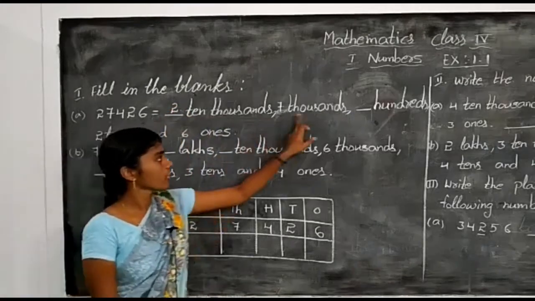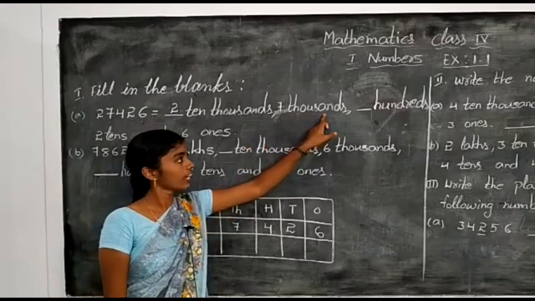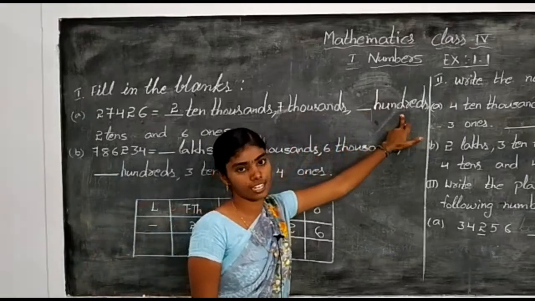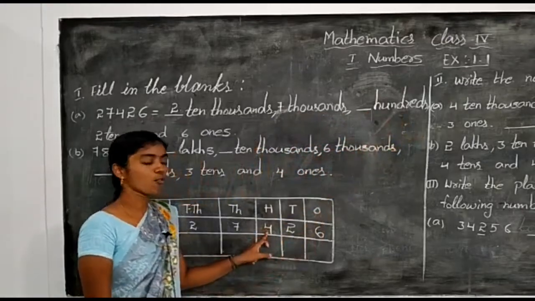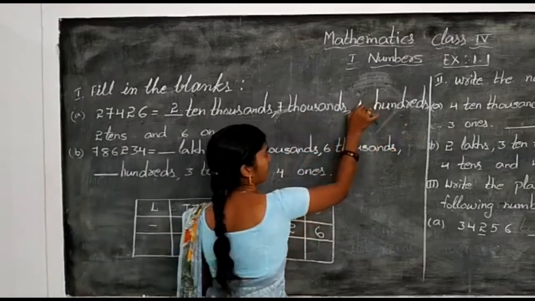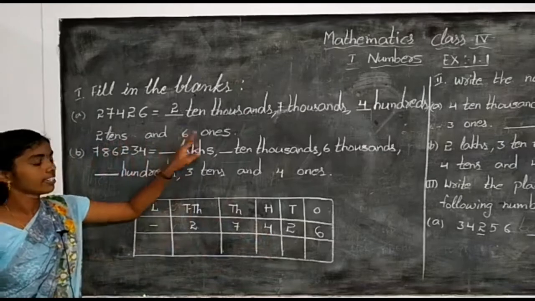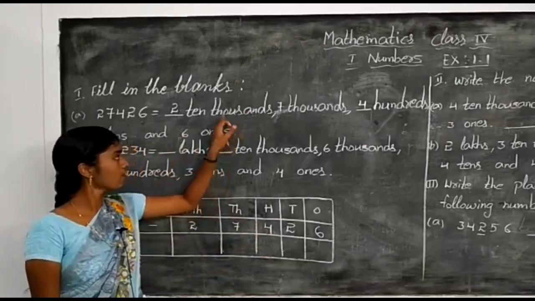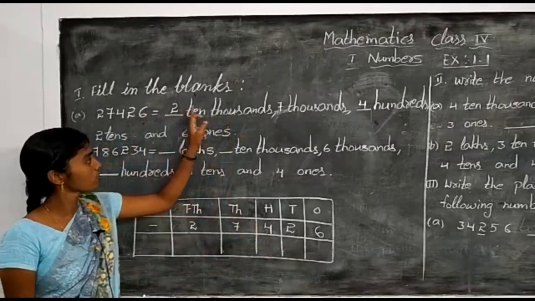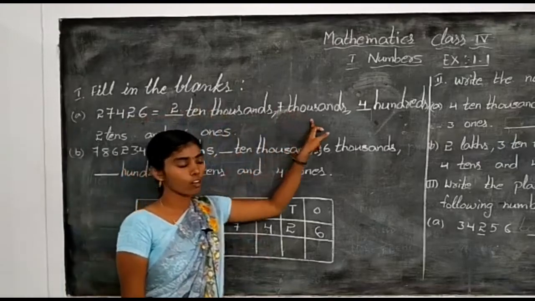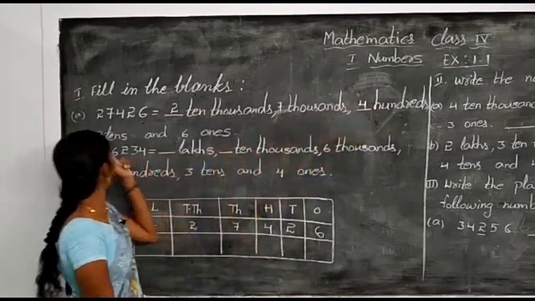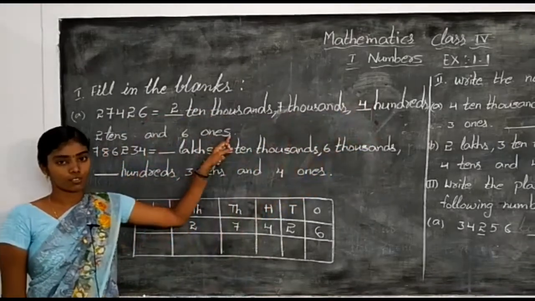Next, 7,000s is already given here. Next, dash hundreds. How many hundreds? Here 4 hundreds. And the next one, 2 tens and 6 ones. This is the first one. Total: 2 10,000s, 7,000s, 4 hundreds, 2 tens and 6 ones.